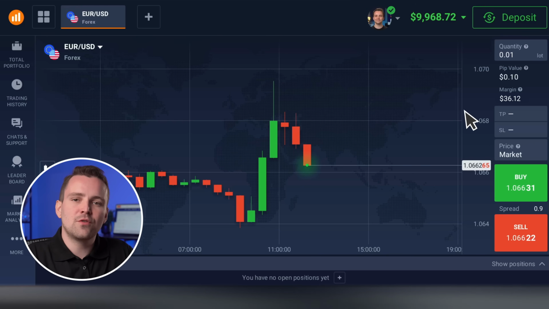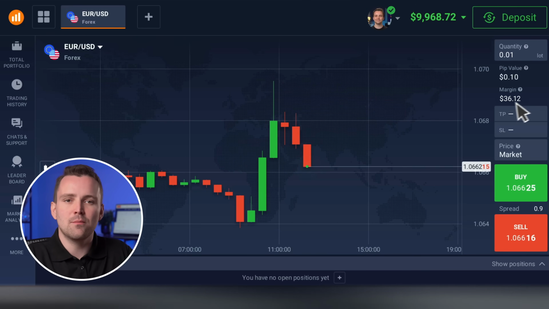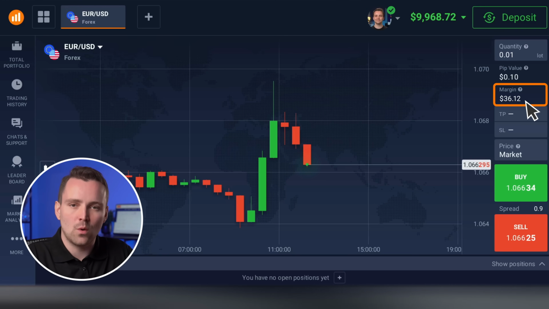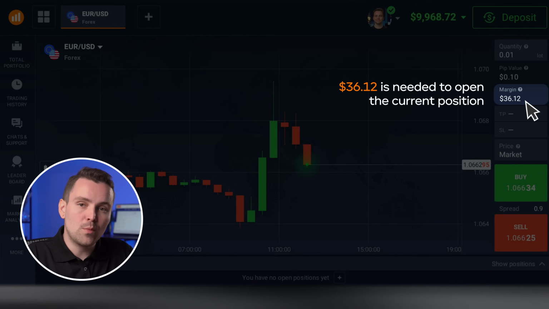Alright, in our case, with the quantity of 0.01 lots, the margin will be equal to $36.12. So, it means that for opening a position on Euro to USD with a quantity of 0.01 lots, which is equal to a trading volume of 1,000 euros, $36.12 is needed. This sum is reserved by the broker in order to open a new position. In case the total position is closed out in a loss, a trader is obliged to give this amount to the broker. On the contrary, if the position is closed out with a positive outcome, a trader keeps both the margin and the positive outcome.